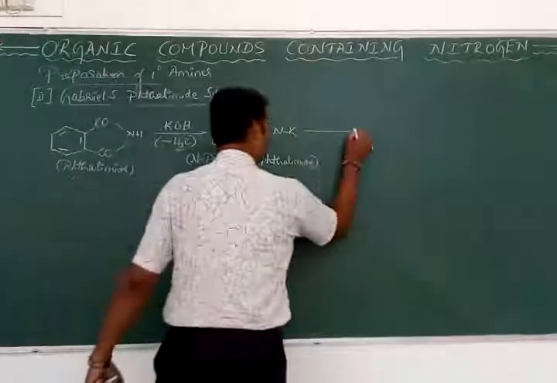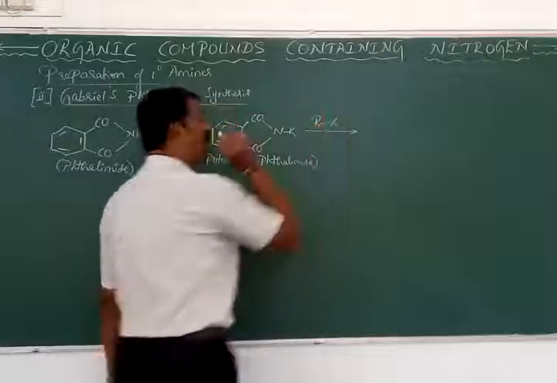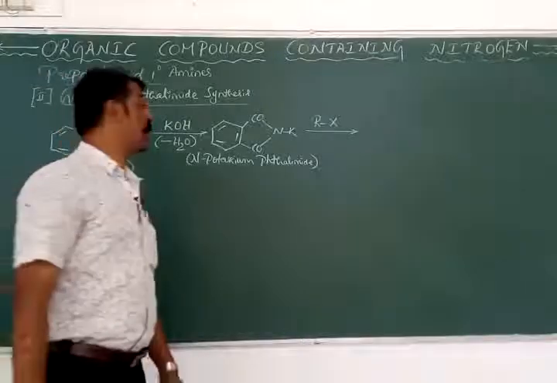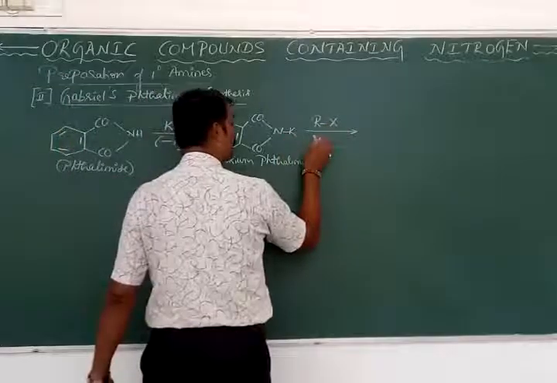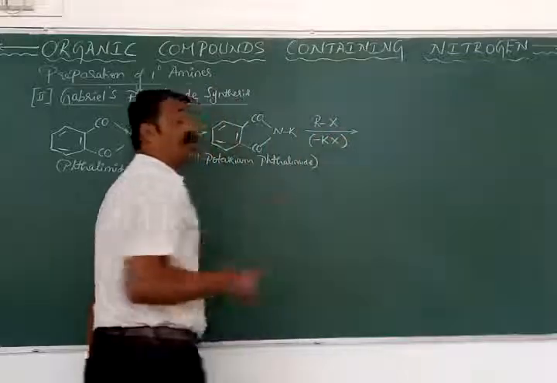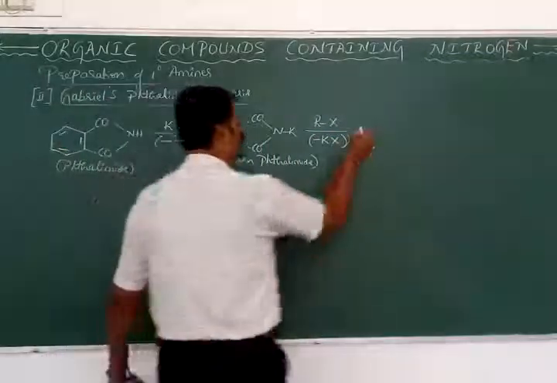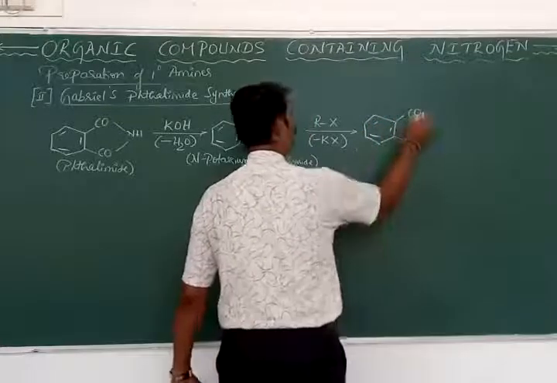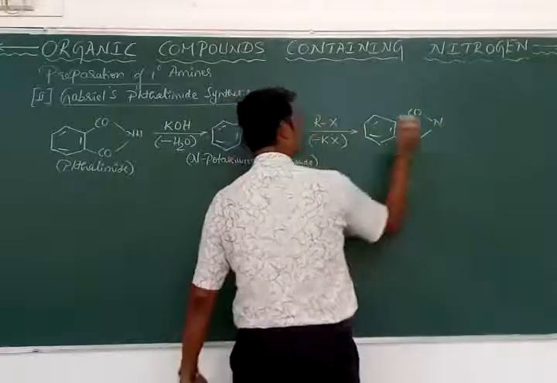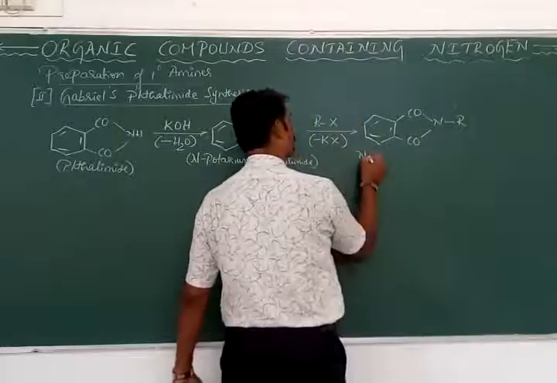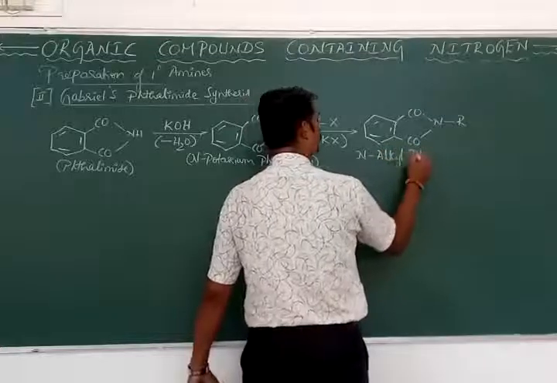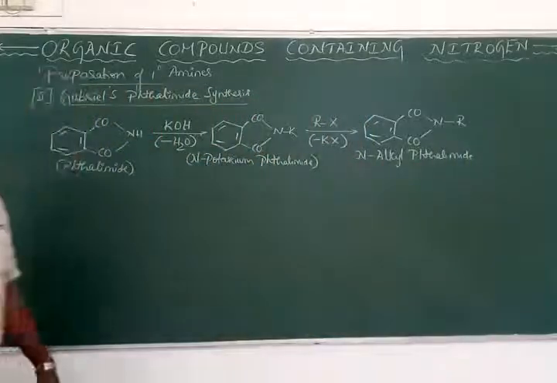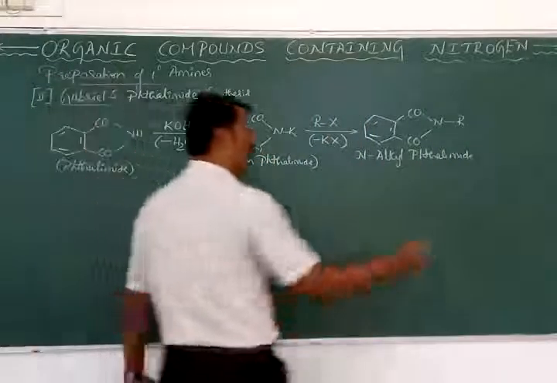Then this is made to react with RX. What's RX? Alkyl halide, or it is also called haloalkane. Here it is K, here it is X. Therefore, this is removed in the form of potassium halide, that is KX. Now we have CO, N, where instead of K there is an attachment of R. This is called N-alkyl phthalimide.